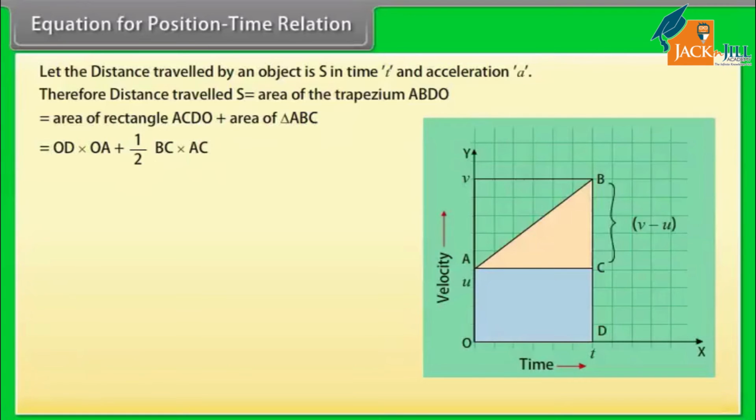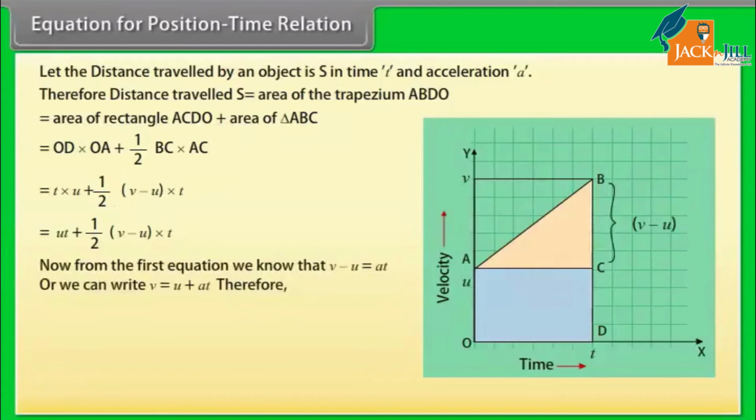Now putting the values, we get t into u plus 1 upon 2 into (v minus u) into t. On solving further, we get ut plus 1 upon 2 into (v minus u) into t. Now from the first equation we know that v minus u is equal to at, or we can write v is equal to u plus at. Therefore, s is equal to ut plus 1 upon 2 at square. This is the second equation of motion.